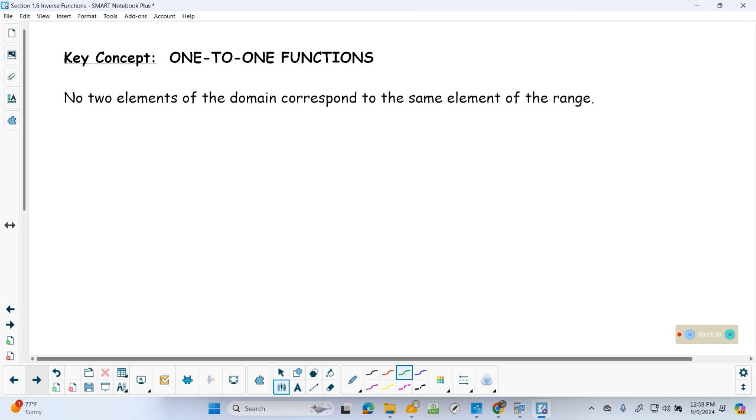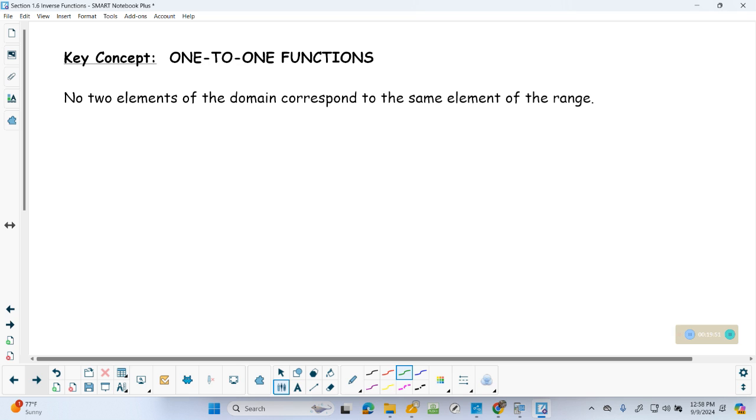We are going to talk about one-to-one functions, what they are, how to tell if it is one. It's super easy. And then really the last example is just trying to help you with your homework a little bit. So one-to-one functions. No 2 elements of the domain correspond to the same element of the range. I don't think that's very clear. Okay, so let's just back up the truck and talk about a function.